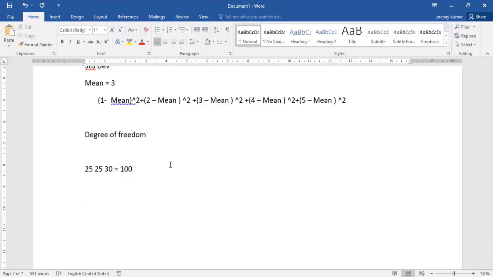So degree of freedom of total will always be equal to number of data points minus 1. Degree of freedom of factor will be equal to levels of the factor minus 1. Degree of freedom of error will be equal to degree of freedom of total minus degree of freedom of everything else.